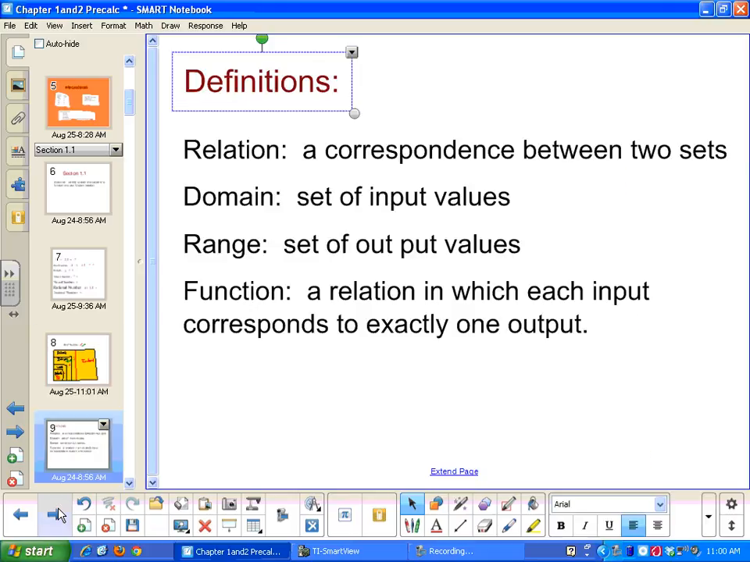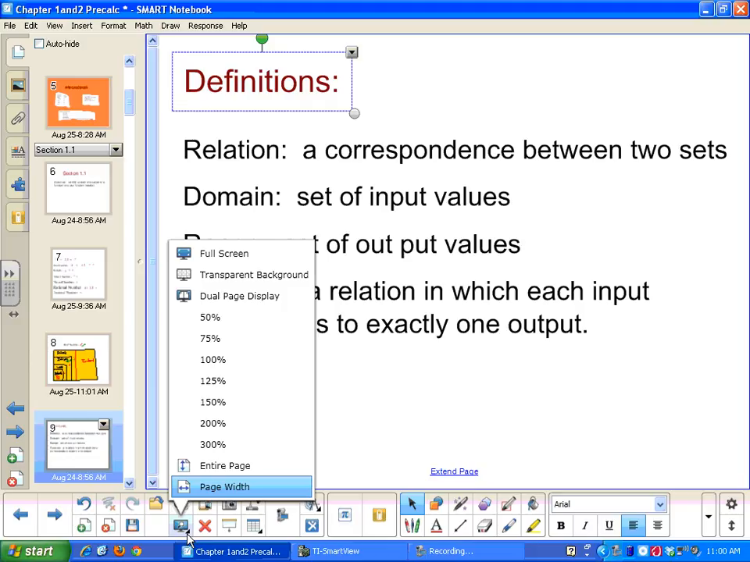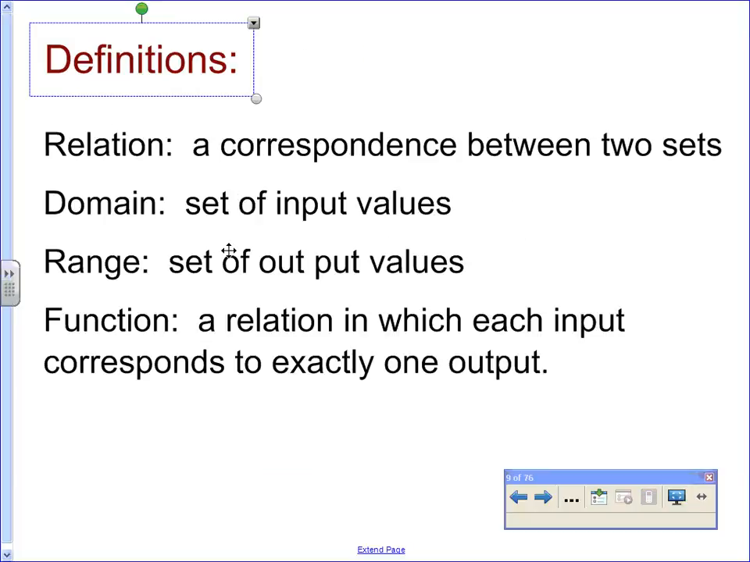And now let's talk about a few definitions, some things hopefully you remember here. Okay, so a relation is a correspondence between two sets, and most of you have seen an ordered pair. A relation is an ordered pair, something like this. Your x values and your y values. The domain is a set of all of those input values, or all of your x values. Your range, on the other hand, is your y values. So those are your output values.